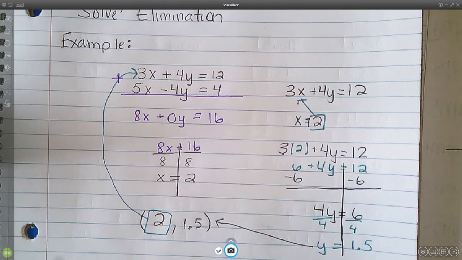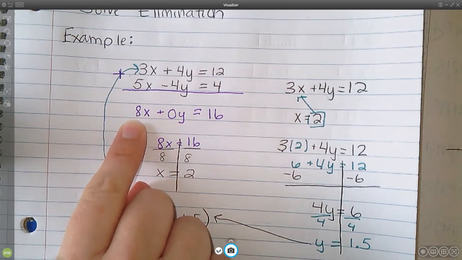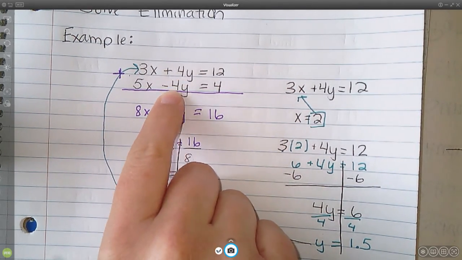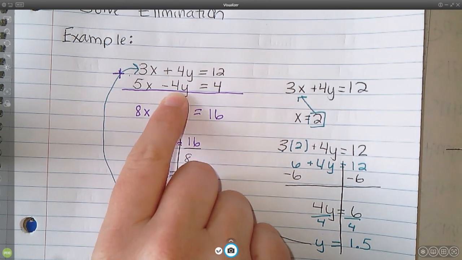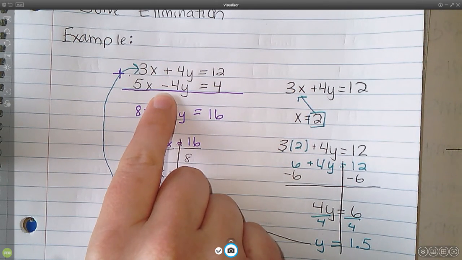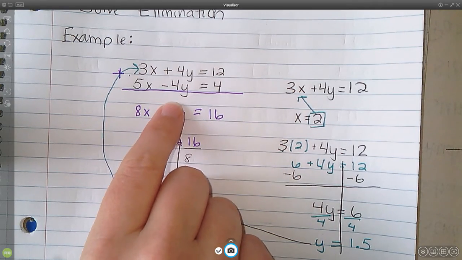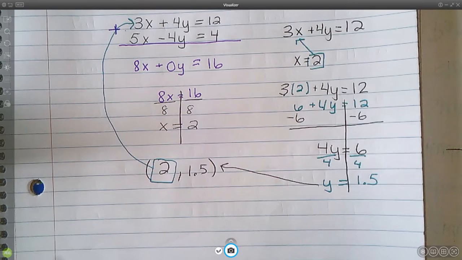So if you look at the problem we started with, notice the terms that gave us the 0 were the same number with the same variable, but the only difference was they had different signs. So if you ever have it where they have different signs, but everything else is the same, elimination is a great choice because they're going to cancel each other out. So let's try another one.